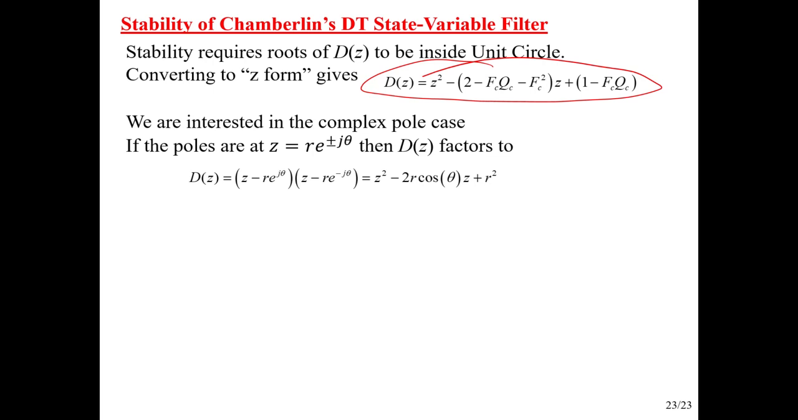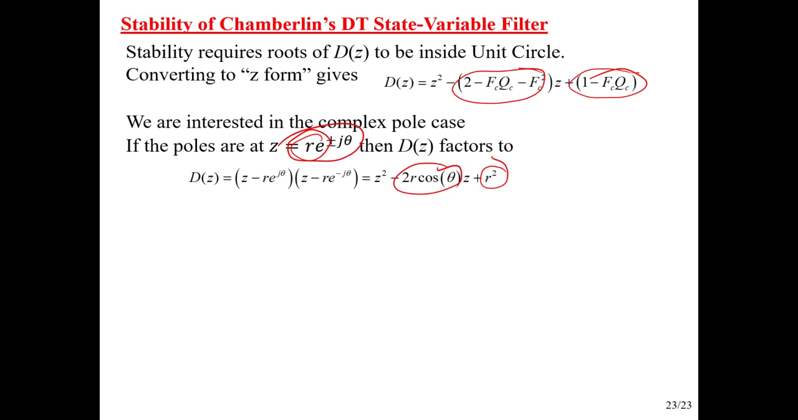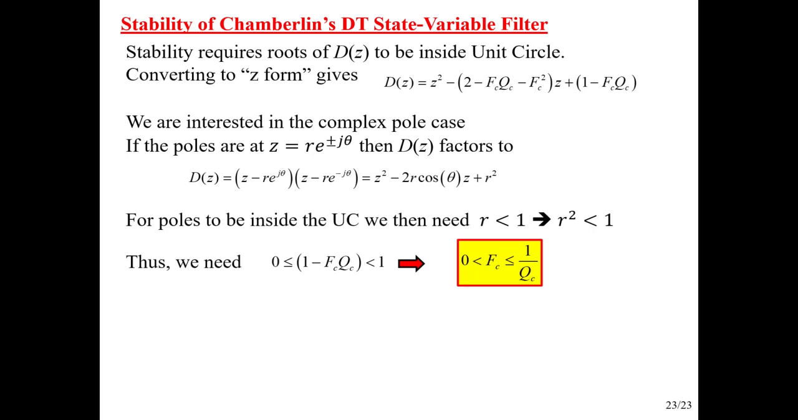What we want to do is factor that, and if we write out two factors here, we can multiply it out to give that form, and now we can compare this term to this, and this term to this. And remember, what we need is the R. This is our pole locations in polar form. So R is a non-negative number, but it has to be strictly less than 1 for stability. So that allows us a simple way to analyze this.